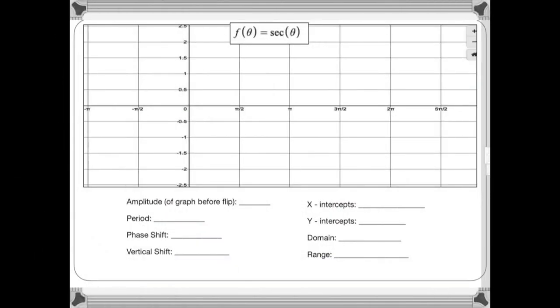Okay, last type of trig graph to learn, which is secant. And much like cosecant, we started with the reciprocal. For secant, the reciprocal is going to be cosine. So what I'm going to do is draft up a skeleton of cosine, and so we can put all the pieces together from there.